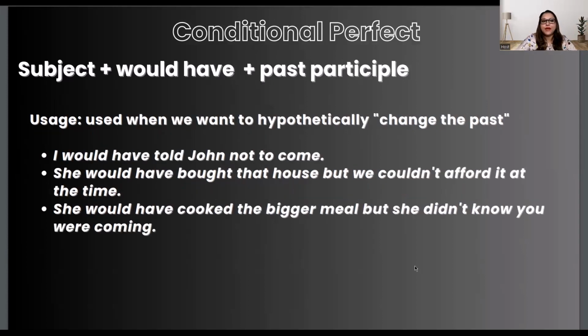Then conditional perfect. The sentence structure would be subject, would have, past participle. It is used when we want to hypothetically change the past. Well, we cannot change the past, but hypothetically change. I would have told John not to come. She would have bought that house, but we couldn't afford it at the time. She would have cooked the bigger meal, but she didn't know you were coming.